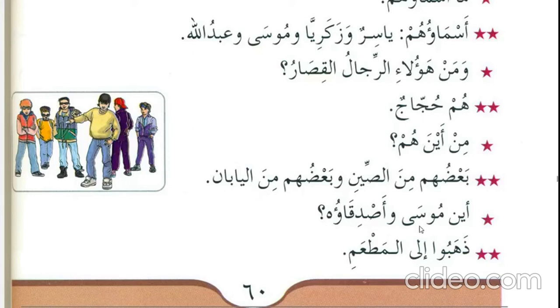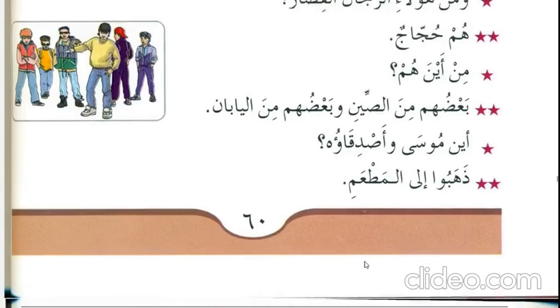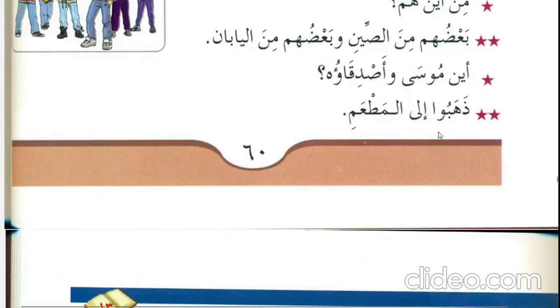Aina Musa wa asdiqa'uhu? Where are Musa and his friends? Zahabu ila al-mat'am, they went to the restaurant.